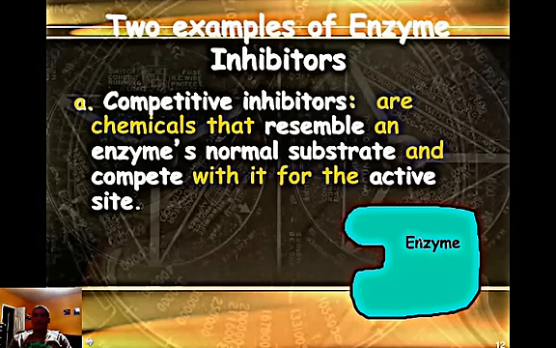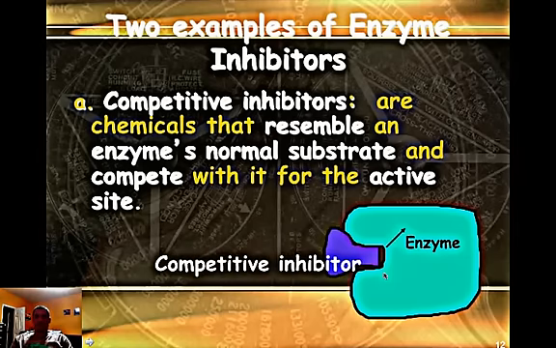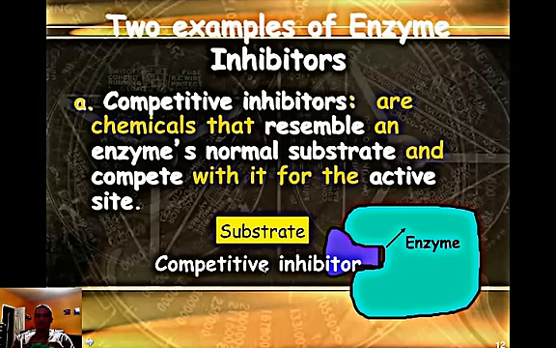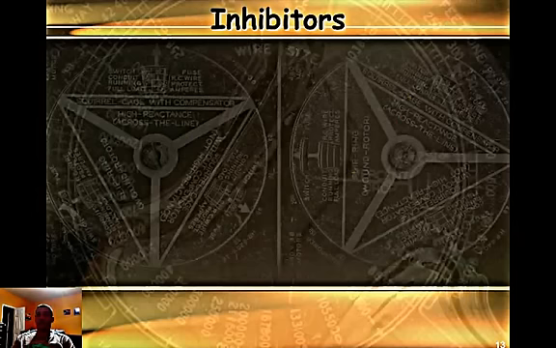So what it's going to do is, let's say the enzyme is this shape. Well, the substrate is going to be the same shape to join with the enzyme, but this competitive inhibitor is going to be so close to the original shape that they're still going to join, which is going to block this substrate from getting in here and doing its thing. A lot of your medicines are going to work like this.